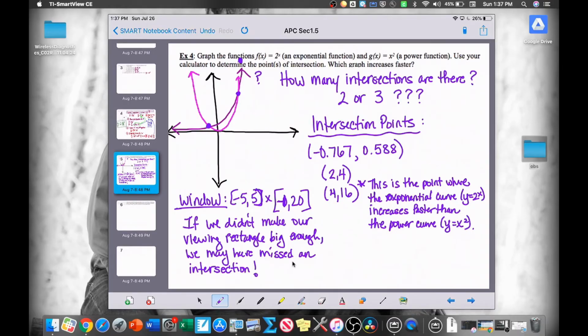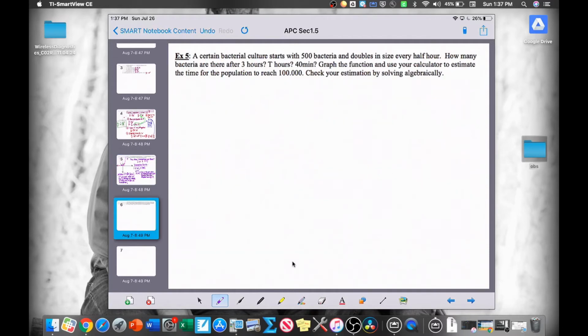Our final example here, example 5, says a certain bacterial culture starts with 500 bacteria and doubles in size every half hour. How many bacteria are there after 3 hours? After t hours, some generic number of time, or after 40 minutes? So we should do some algebra first.